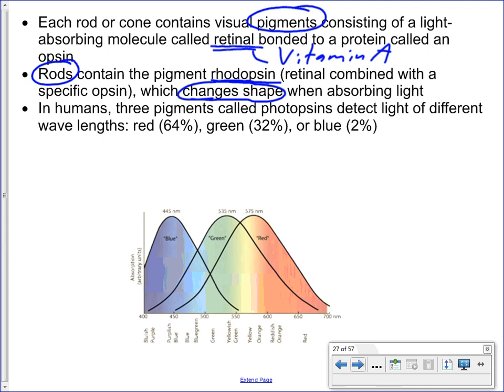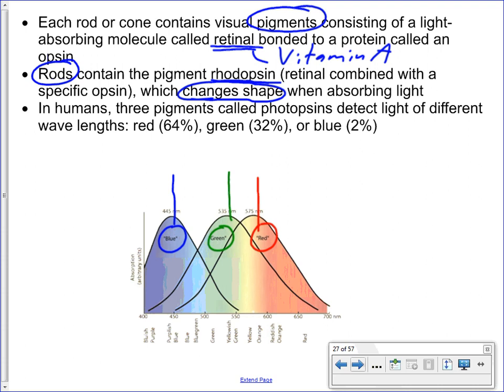In humans, I mentioned that there are three different cones. In these three different cones, there are three different pigments that absorb different wavelengths of light. So you have one of the cones, which is for blue light. You have another set of cones, which are for green light. And the third type of cone is for red light.